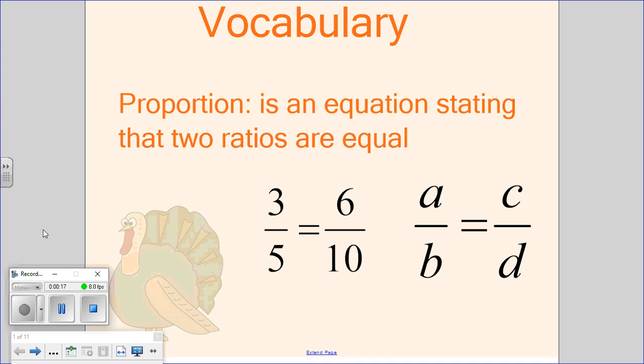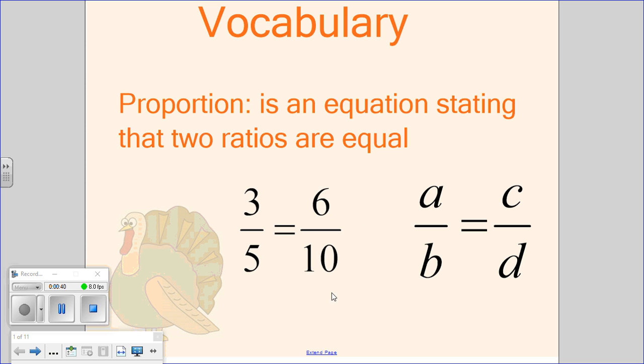So the first thing you need to know is that a proportion is an equation stating that two ratios are equal. So if you look at the examples below, we are saying that 3/5, that ratio, is equivalent to 6/10, the other ratio. We're saying that this ratio here, A over B, is equivalent to C over D. One way you could check this is by simplifying the ratio. I know that 6/10 in simplest form would be 3/5, so I know that those are equivalent.